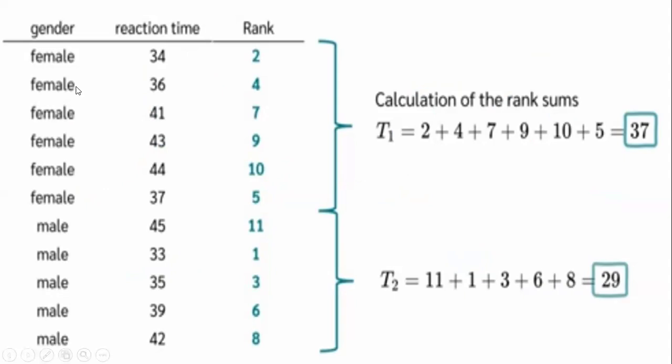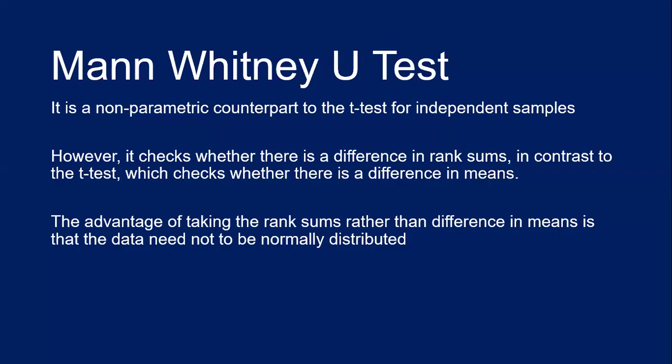For example, look, if there are two groups, male and female, and you came to know that the reaction time is not normally distributed, you will start assigning rank values. First of all, the lowest value is given 1, then subsequently second, third, fourth, fifth, sixth, and so on. Then you have to calculate these rank sums and compare them with each other. So you are not comparing the true mean or median, you are just comparing the rank sums in all the non-parametric tests. The significance of taking rank sums rather than the mean differences is that the data need not be normally distributed.